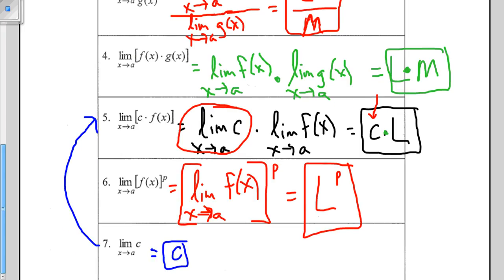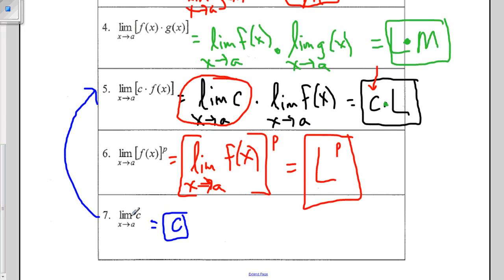Properties 5 and 7 are kind of connected. The limit of a constant as x approaches a is just the constant. But first I can use this as the limit of a product, break it up into the product of limits, and then I know the limit of a constant equals just that constant. This limit equals L. Now I have a limit of a function being raised to a power. I can take the limit of the function first, get an answer, and then raise it to a power. Okay, so those are going to be our properties of limits.